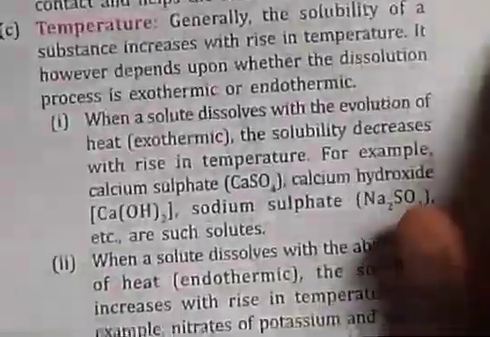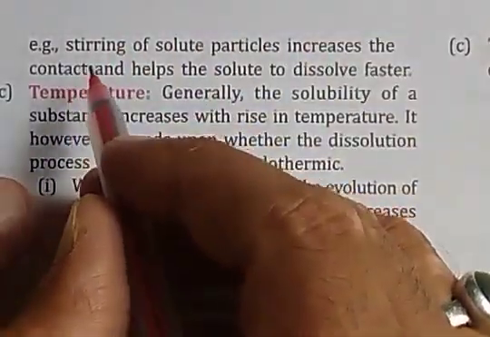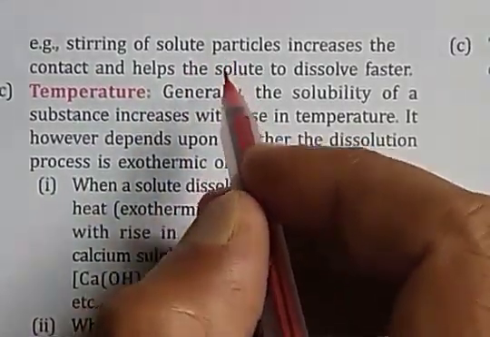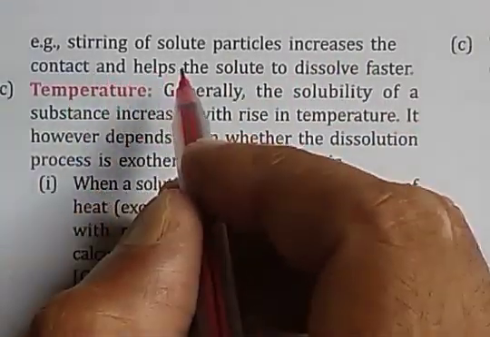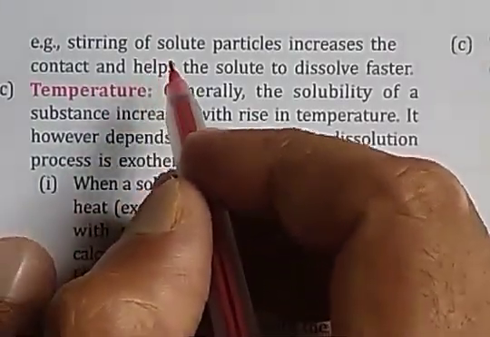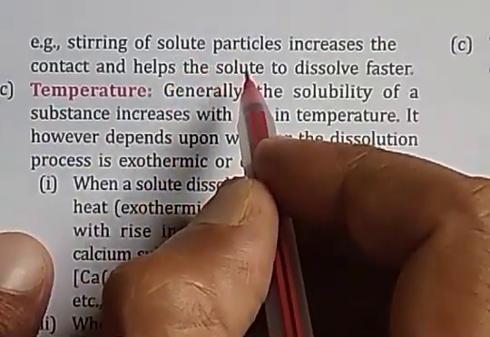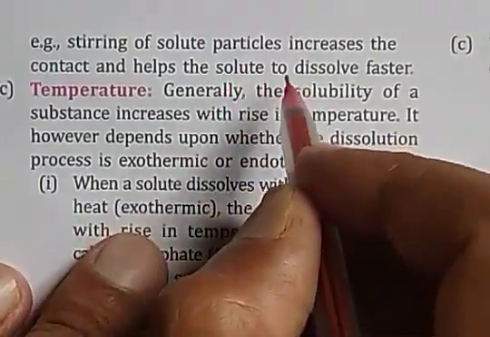Now come to page number 38. When we stir a solid particle, during stirring it increases the contact between solid and solvent. So the purpose of stirring is generally to increase the contact between solid particle and solvent. If their contact increases, then it will dissolve fast.